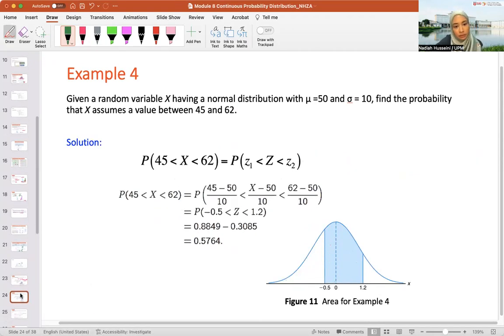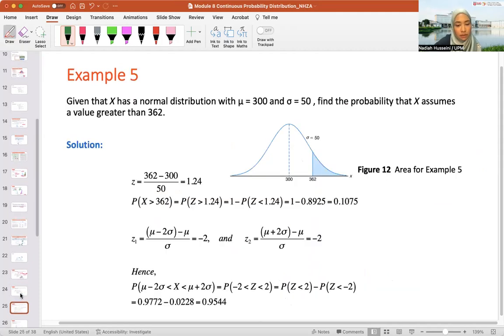Moving on to the next example. Example number five, given that X has a normal distribution with mu equal to 300 and standard deviation of 50, find the probability that X assumes a value greater than 362. So now we're trying to find this region. We have to transform 362 to become Z.